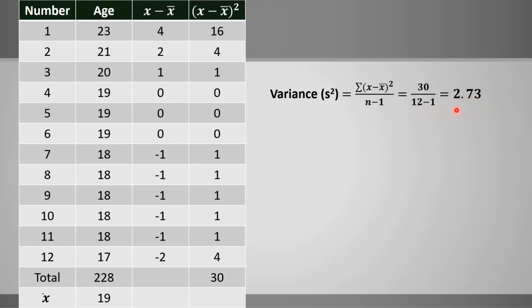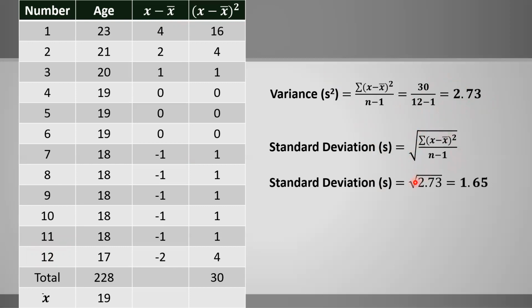Now, to get the value of the standard deviation, we just have to square root our variance. So this is the formula. So ang gawin lang natin, i-square root lang natin ang 2.73. Therefore, our standard deviation now is equal to 1.65. So meaning, this is the value of how spread our data is.